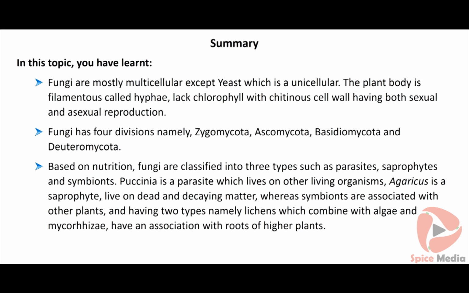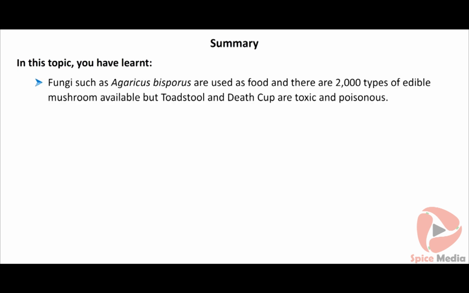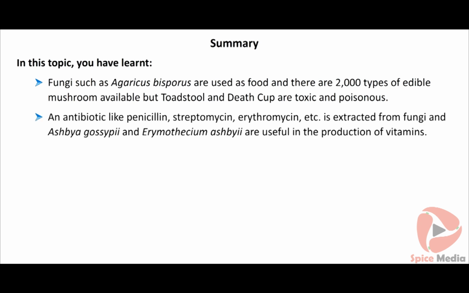Puccinia is a parasite which lives on other living organisms. Agaricus is a saprophyte which lives on dead and decaying matter, whereas symbionts are associated with other plants and have 2 types, namely lichens, which combine with algae, and mycorrhizae, which have an association with roots of higher plants. Fungi such as Agaricus bisporus are used as food, and there are 2000 types of edible mushroom available, but toadstool and death cup are toxic and poisonous.